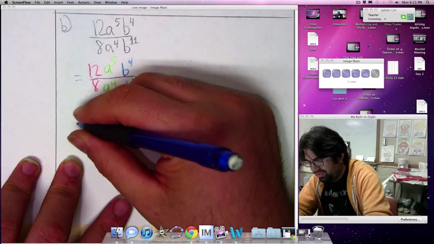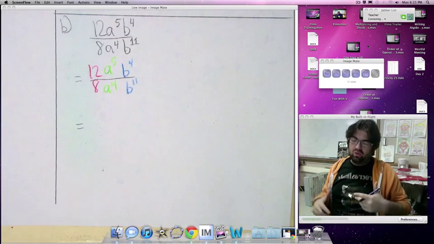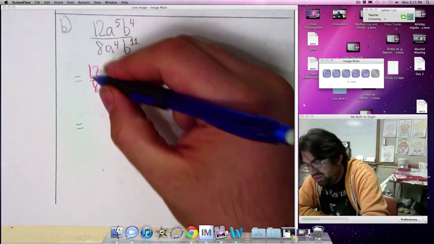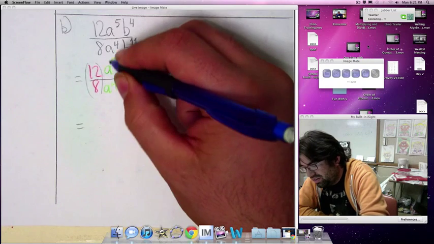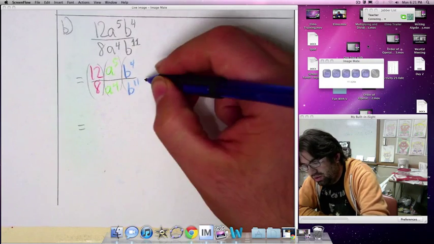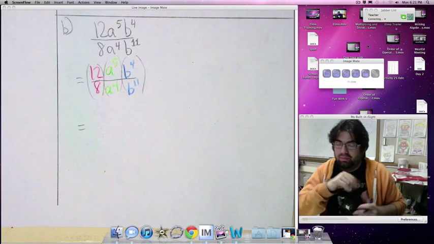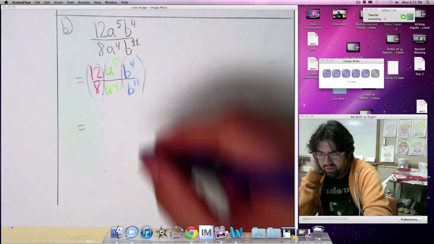I know I've been making you rewrite with the parentheses, but really you can do that right here. Just make sure no one's looking when you do it, but that's fine if you do that. You don't have to rewrite it with the parentheses.